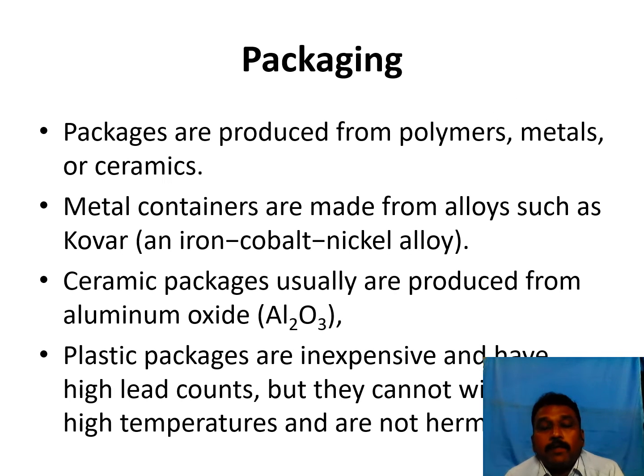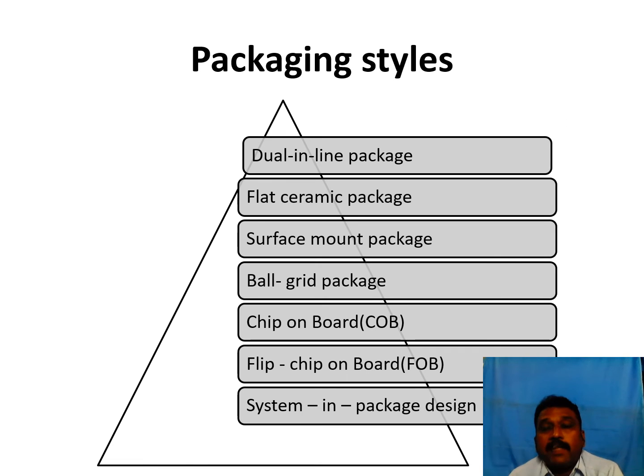We produce packages from polymers, metals, or ceramics. Metal containers are made from Kovar, an alloy of iron, cobalt, and nickel. Ceramic packages usually use aluminum oxide, or alumina. For plastic packages we mostly use polymers. They are inexpensive and have high lead counts, but they cannot withstand high temperature, and they are not hermetic, meaning they will not fully seal the whole area. The packaging styles are: dual inline package, flat ceramic package, surface mount package, ball grid package, chip on board, split chip on board, and system in package design.